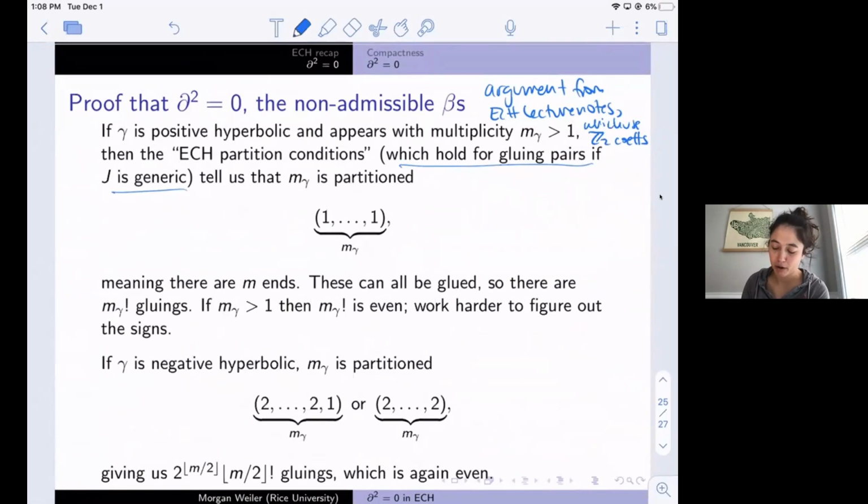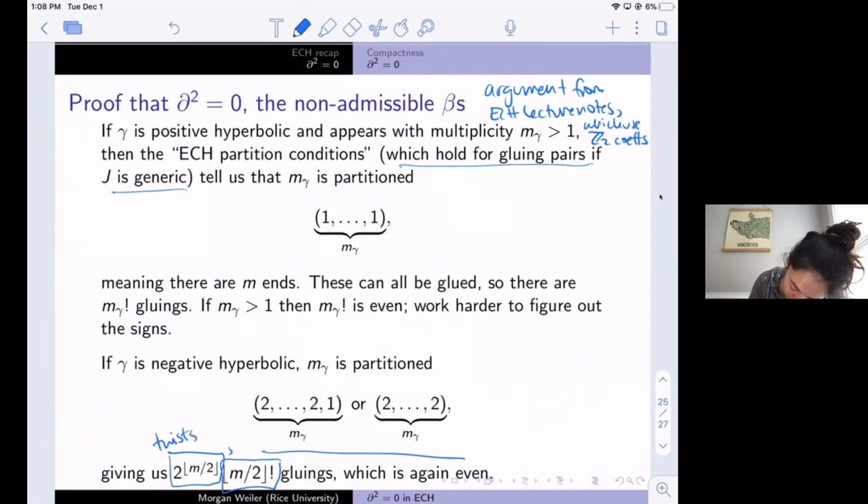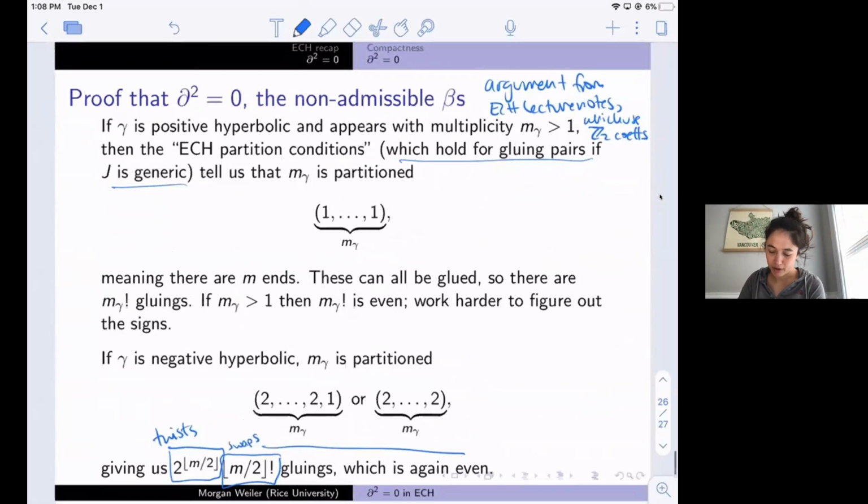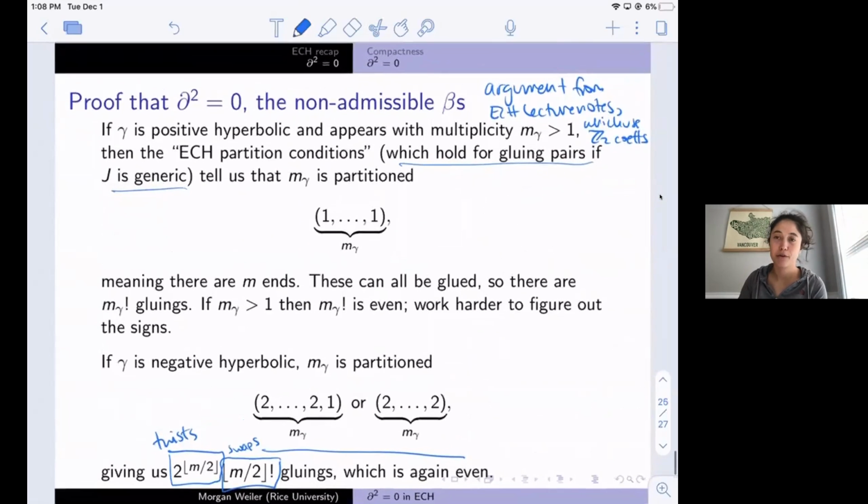And then if I have a negative hyperbolic orbit, then the partition conditions are given by these. Using the same thought processes as the previous example, I have this factorial from swapping the 2's, and then I have this 2 to the m over 2 floor from doing my twists. So this is the twists, and here's my swaps. Then I get, again, an even number of gluings. Great, so now if you need to understand the details of why d squared is 0, you have a roadmap to reading gluing 1.